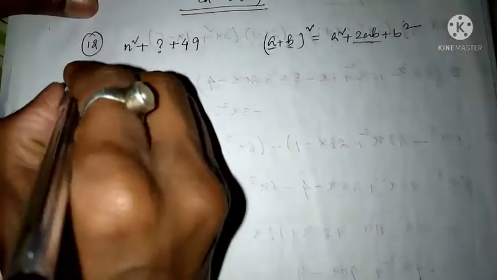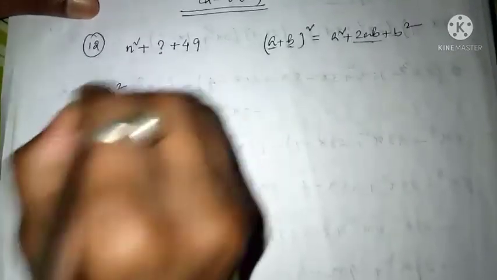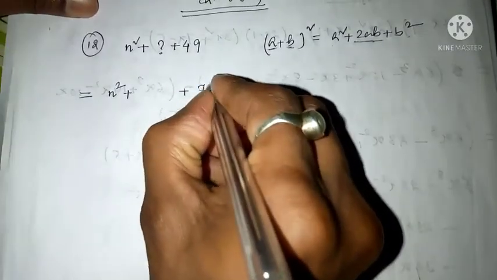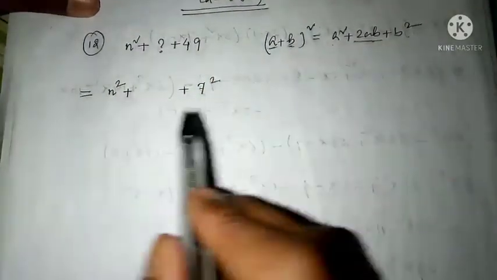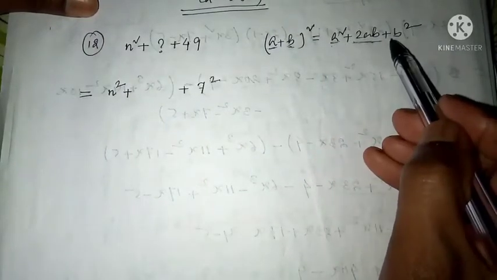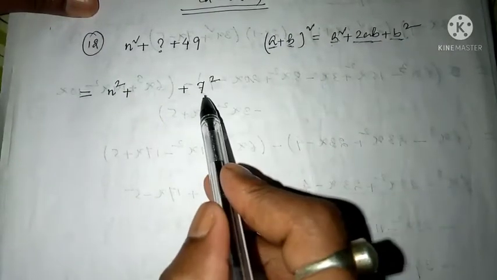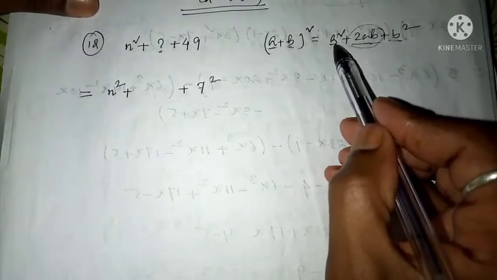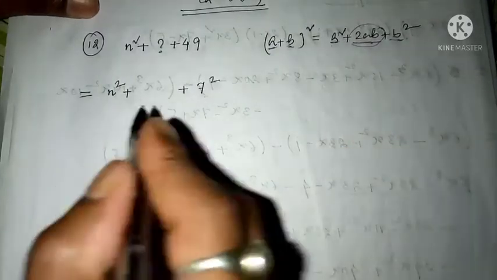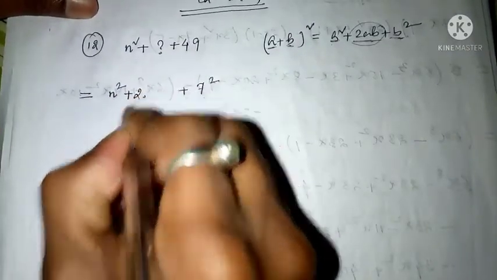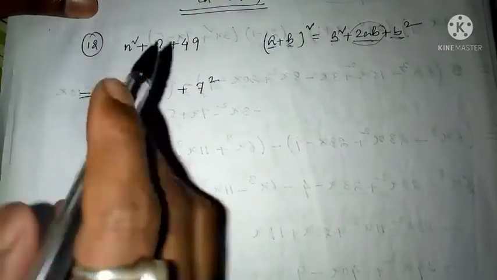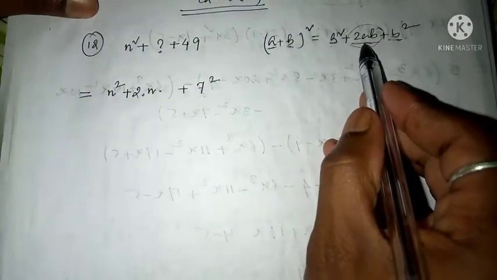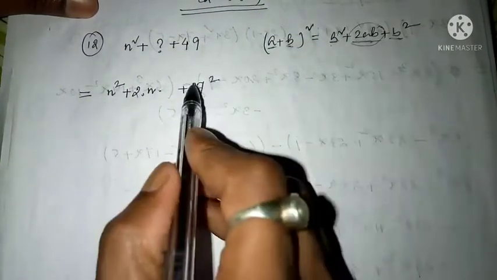Now you can see how to find it. n square is the first term. Then plus this 49, can I write it as 7 square? Yes, it can be. Now see here, this is your a square, the first term, and b square is the third term. That means we have 7 here, and n here. Now as the middle term, I have 2 times the first term and the third term. That means I can write here 2 times the first term, which is n, into the third term. What is the third term here? 7.